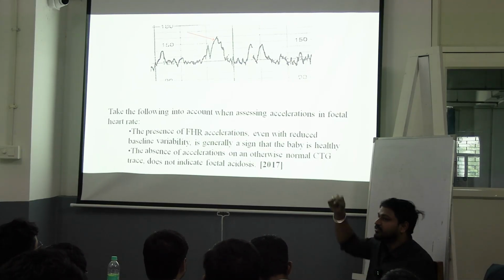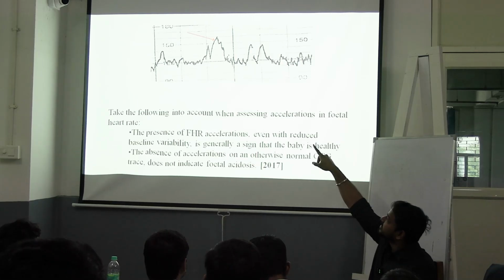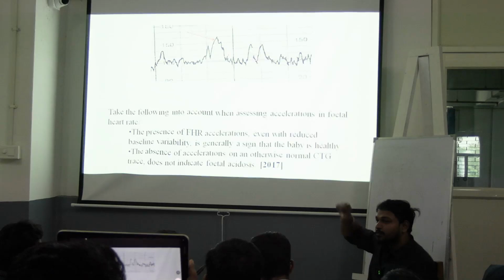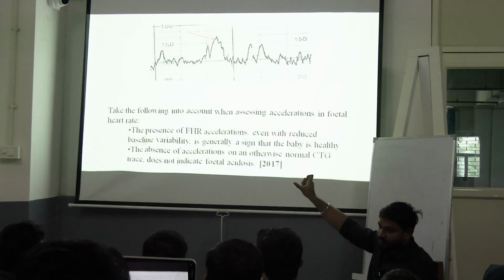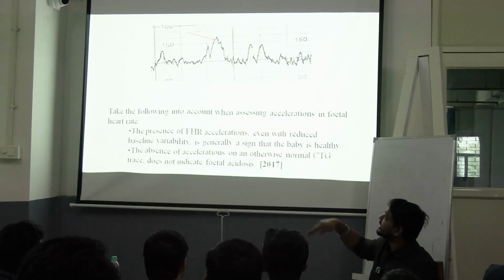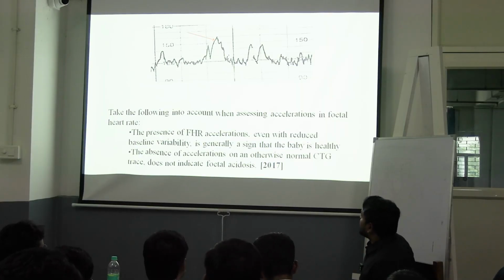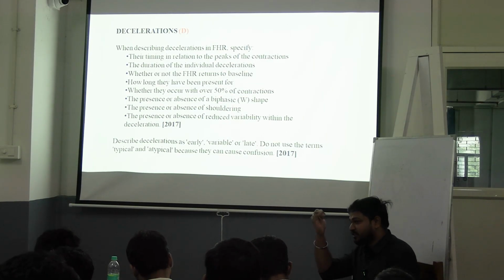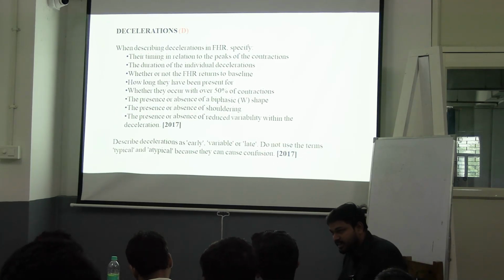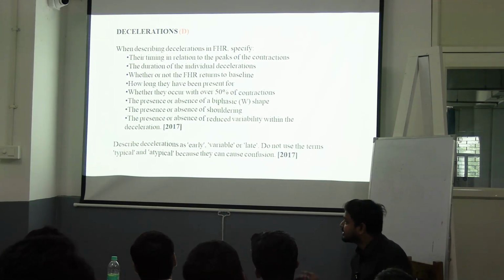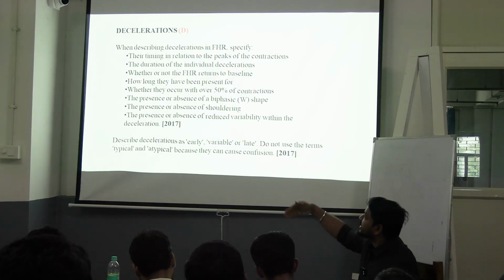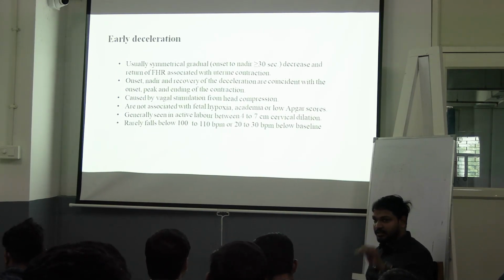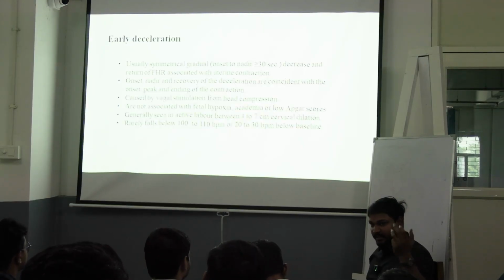So it is lasting more than 15 beats. From 120 it has risen to 150. So more than 15 beats, more than 15 seconds, in a period of 2 minutes. So this is an acceleration. Deceleration, I told, is when there is a drop of 15 beats per minute lasting for more than 15 seconds. That is deceleration. There are 3 types of deceleration: early deceleration, late deceleration and variable deceleration.